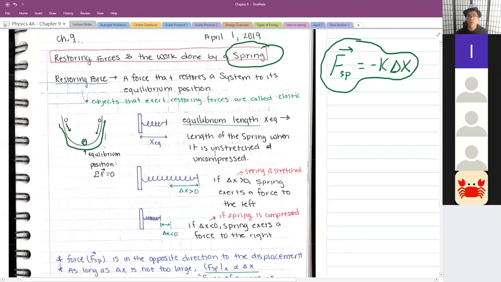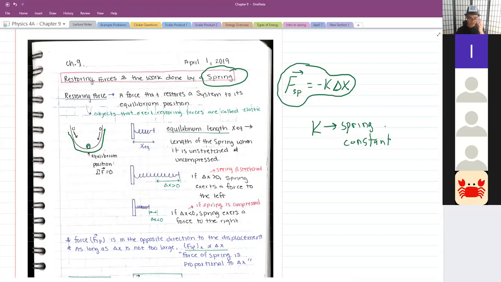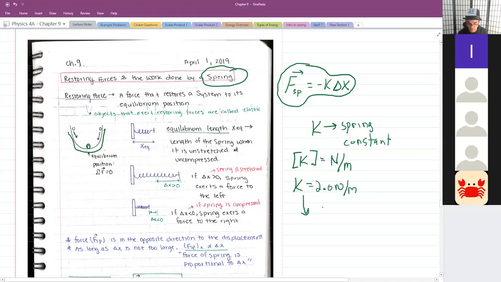k is called the spring constant. It's just a number that describes how stiff the spring is. A stiffer spring has a bigger spring constant. A not stiff spring has a small spring constant. The units of the spring constant are newtons per meter. So if I had a spring constant of, let's say, 2 newtons per meter, what this really means is it would take a force of 2 newtons to stretch the spring by 1 meter.